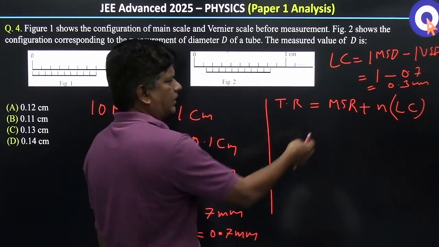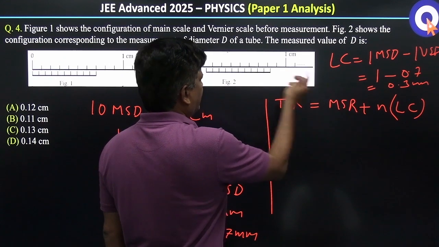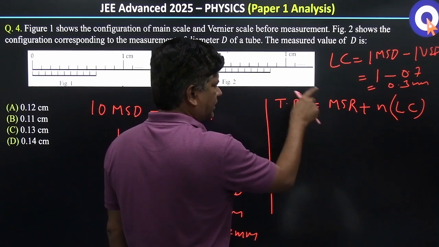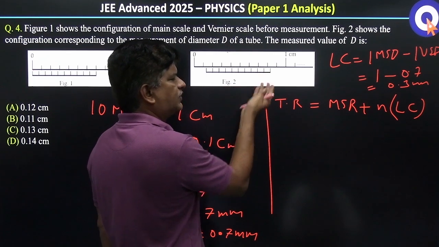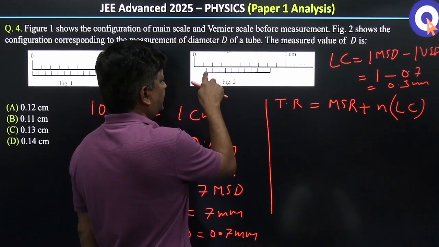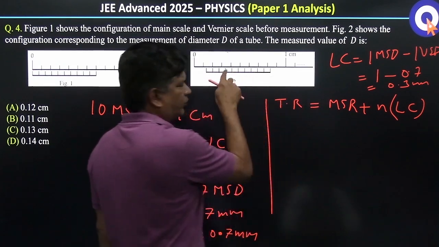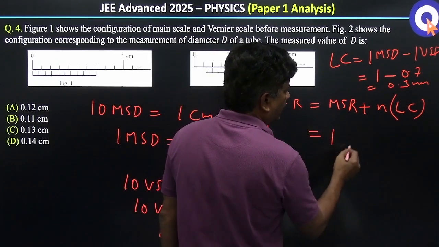No rocket science there. So the value of the main scale you have to take, and how do we take that one? The main scale reading is the reading on the main scale just before the 0 of the vernier. So this is the 0 of the vernier, just before the 0 of the vernier, it is 1 over there. So main scale reading from the second diagram is equal to 1 plus.